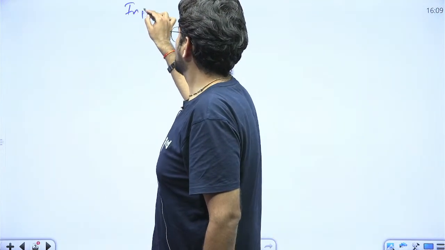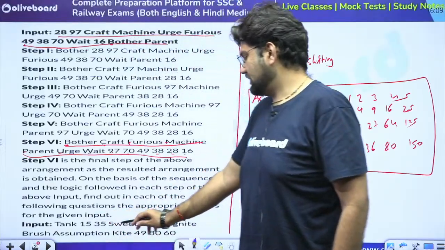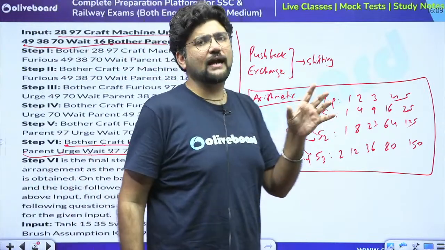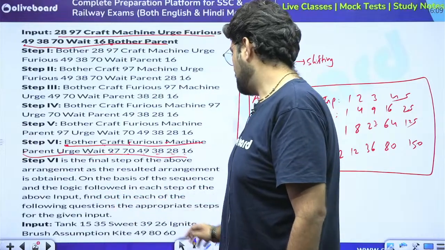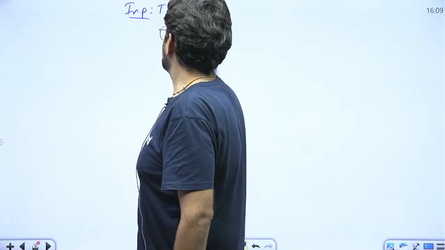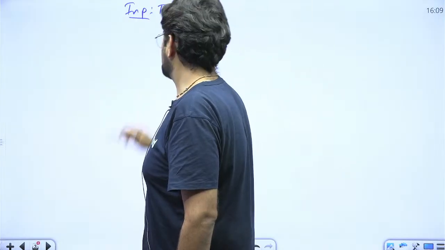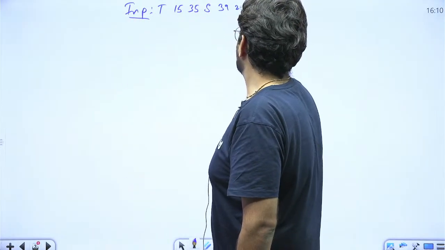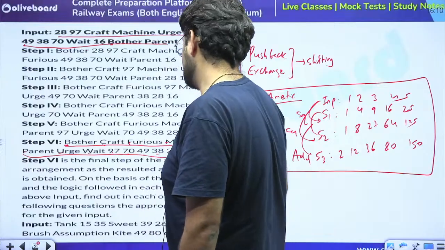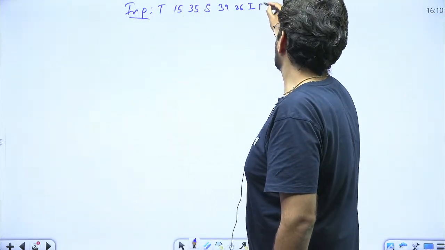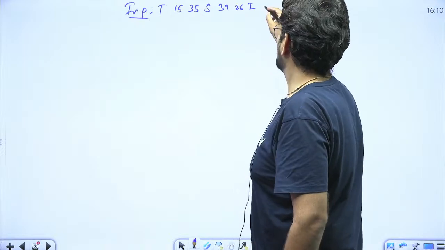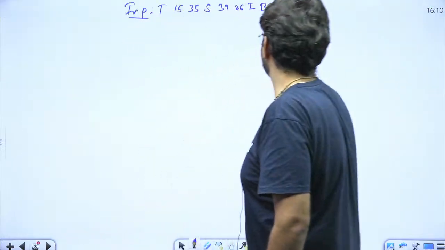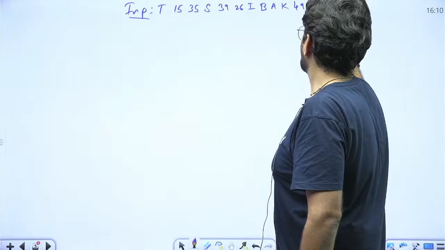So if this is the input, what is the input line? Input line always, if all the words are different and you have understood that you have to arrange only as per the alphabetical order, don't bother writing the whole words. Okay. So it is T 15 35 S, 39 26 I, B A K, 49 80 60. This is my input line.